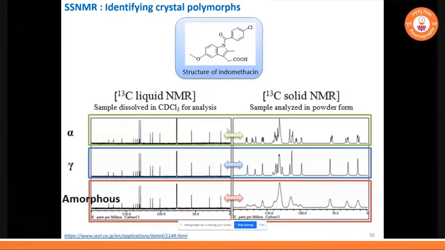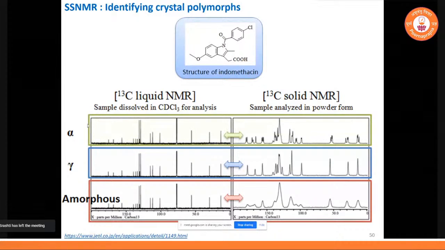polymorphism means ability of solid material to exist in more than one crystal structure. So for example, if you see, this is indomethacin. This is a well-known drug for reducing pain and inflammation. And it is known that it exists in crystal forms of different shapes. And depending on the shape, its properties are changing. So controlling the shape is very important.